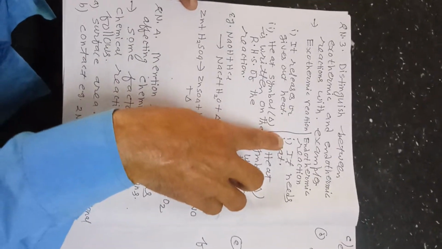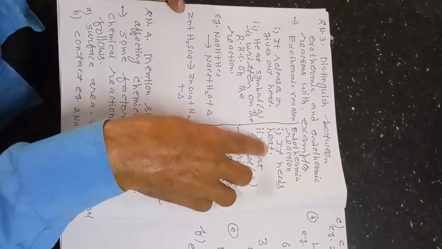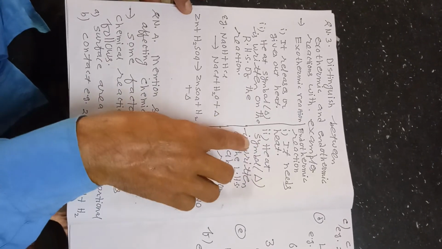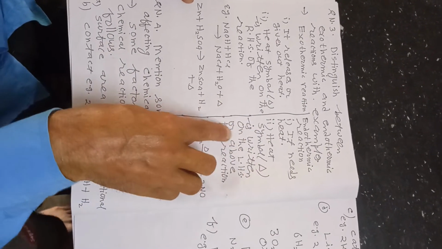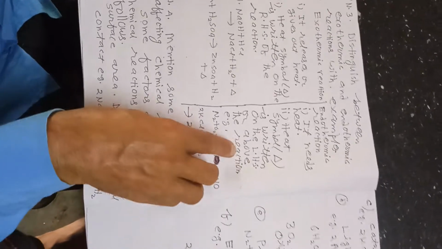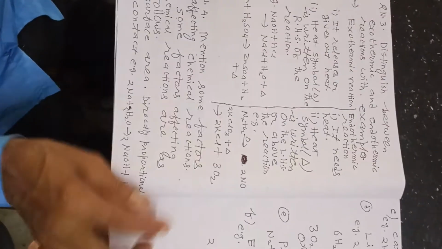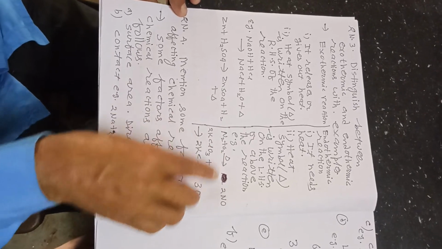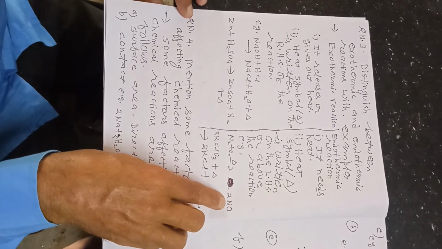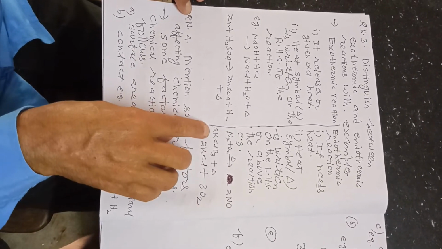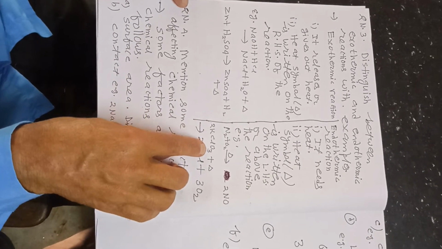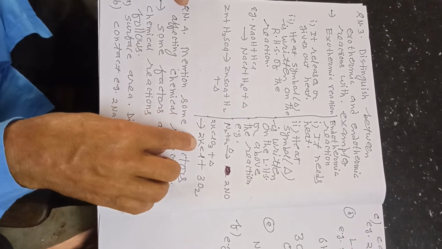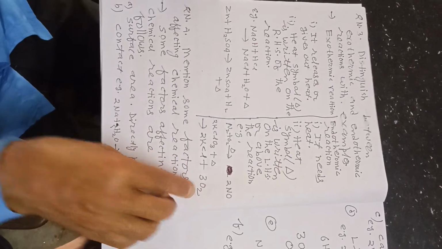Endothermic reaction: I. It needs or requires heat. II. Heat symbol delta is written on the left hand side or above the reaction. Example: nitrogen plus oxygen plus heat gives nitric oxide. Another example: potassium chlorate gives potassium chloride plus oxygen.